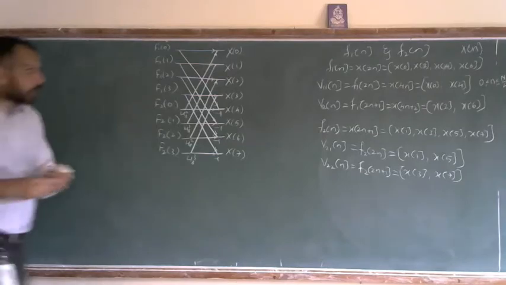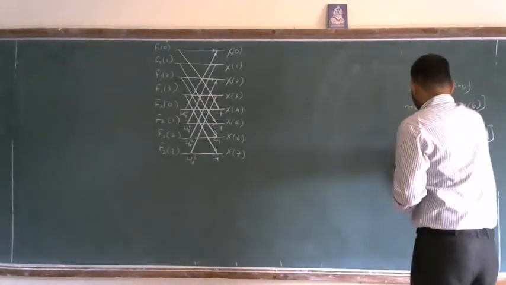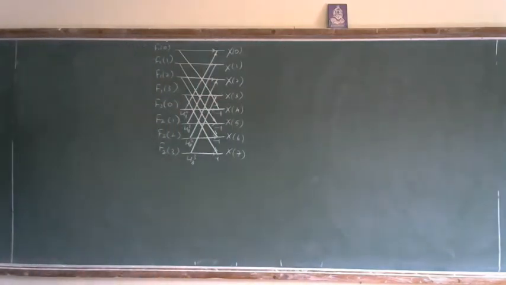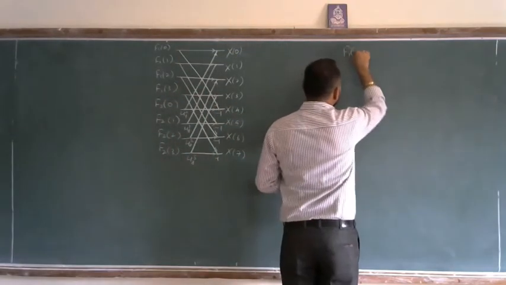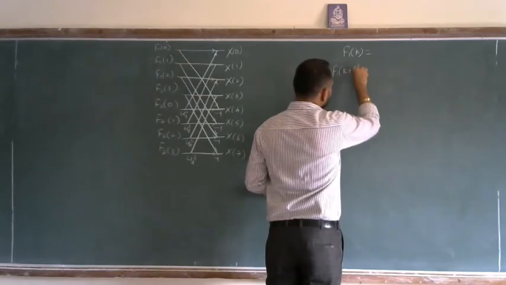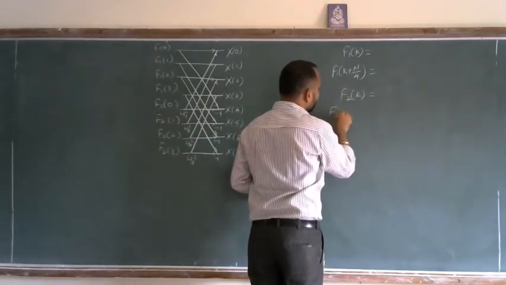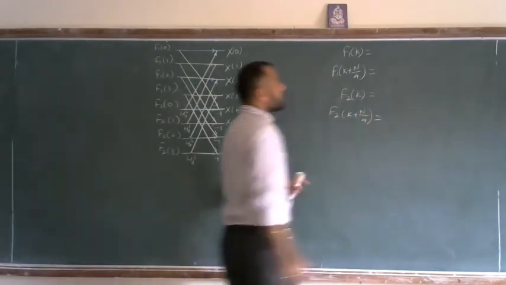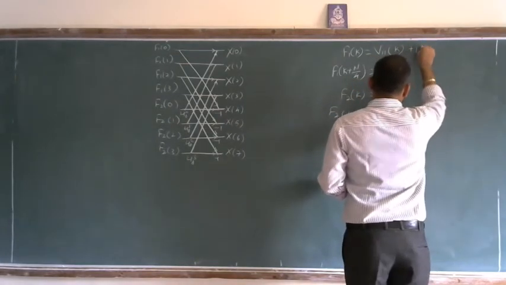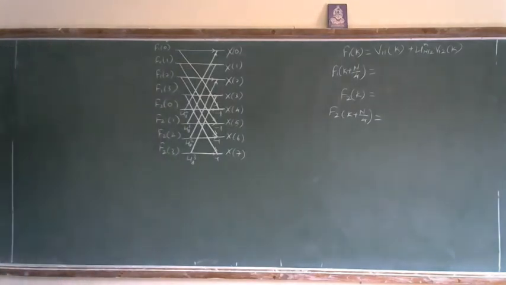Yes. Okay. Now, according to the equations that we had written earlier for x of k and x of k plus n by 2, according to those equations, the 4-point DFTs f1 of k and f1 of k plus n by 4, and likewise f2 of k and f2 of k plus n by 4, will be given by v11 of k plus w n by 2 to the power k v12 of k. Now these will be the equations.